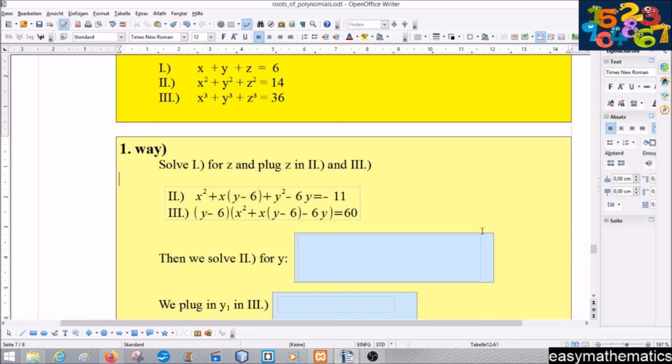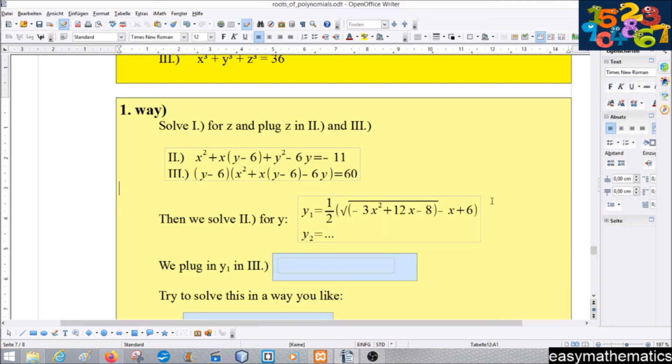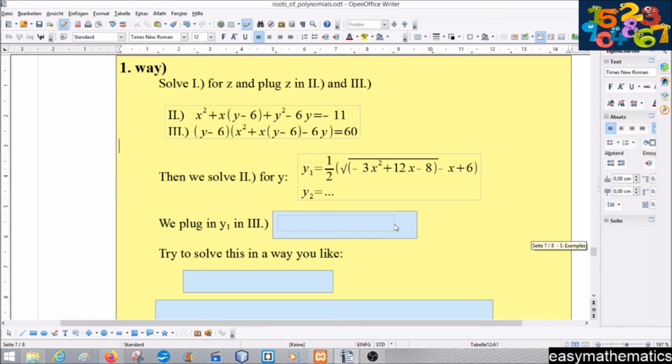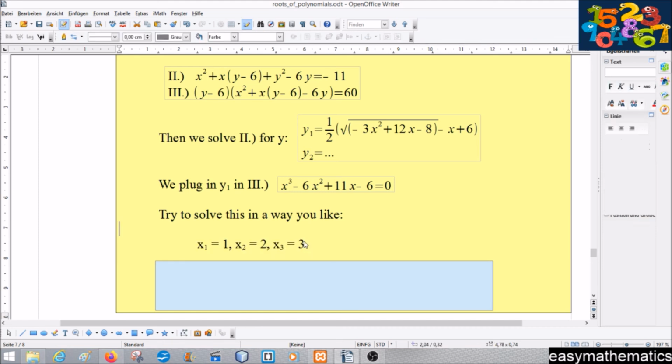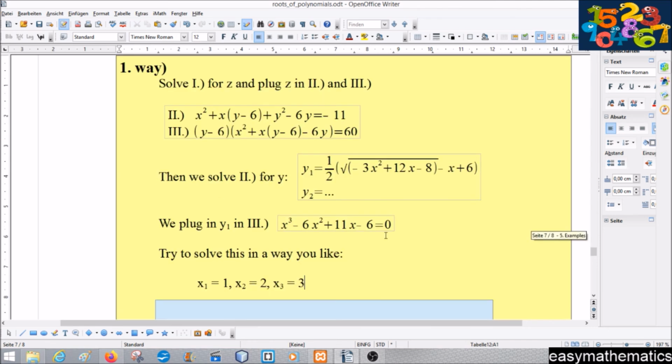some polynomial equations, and then we solve 2 for example for y. We get two solutions, here's the first one and the second one with another sign, and then we can plug y1 into 3 and play the same game for y2, and then we get a cubic equation in x, for example, and we can try to solve this. We get x1 is 1, x2 is 2, and x3 is 3. This way is not so hard and difficult.